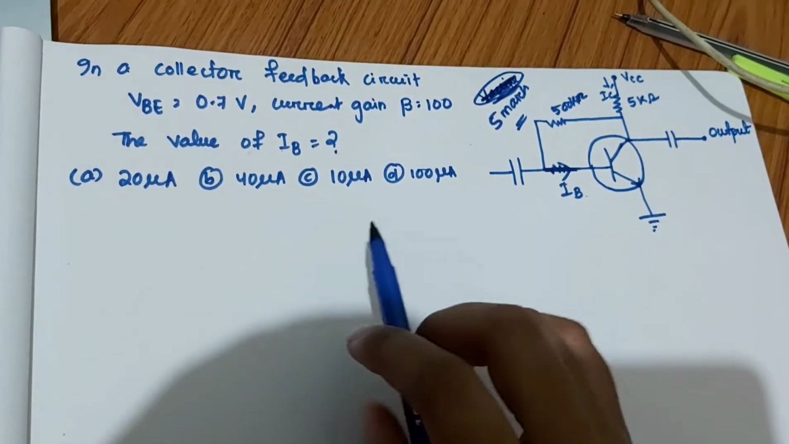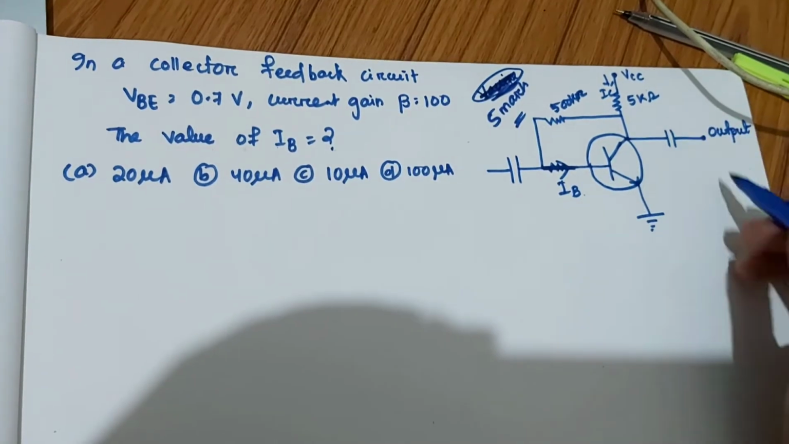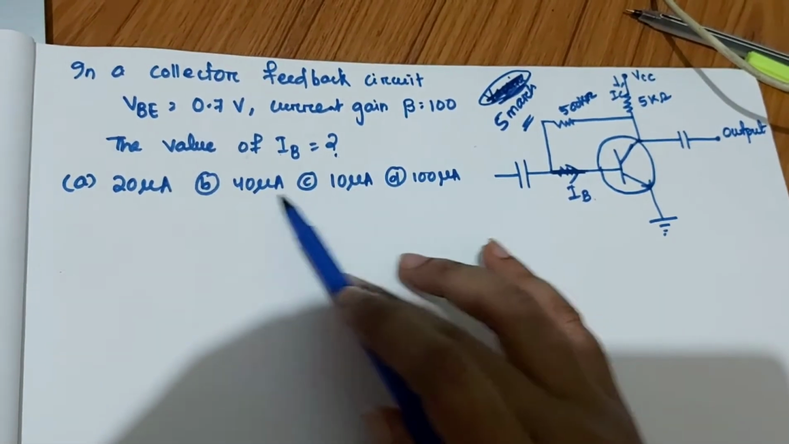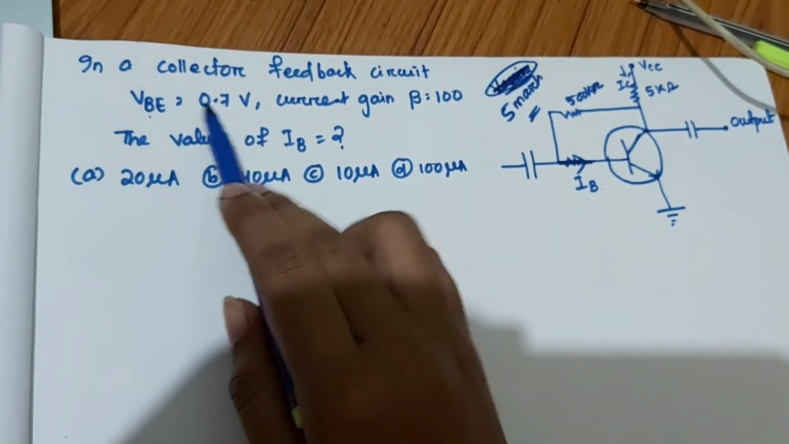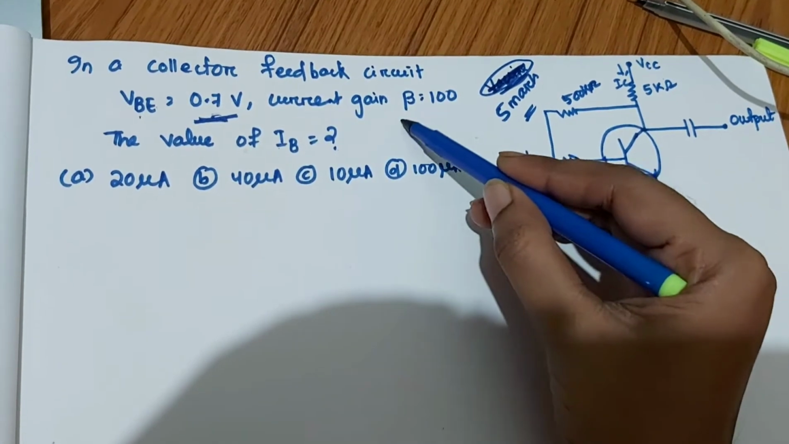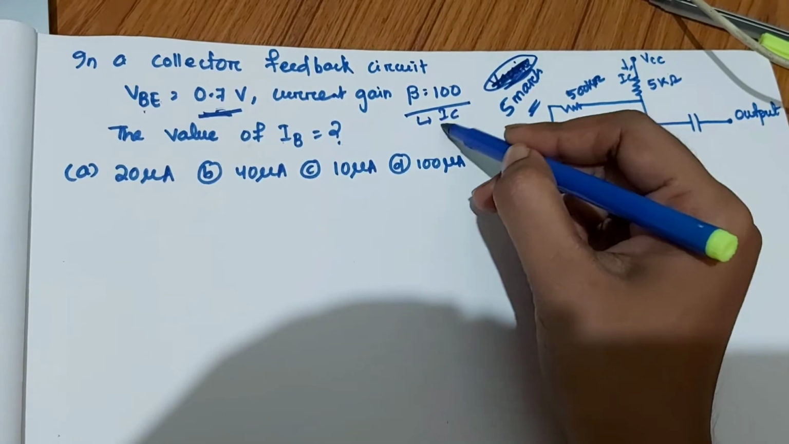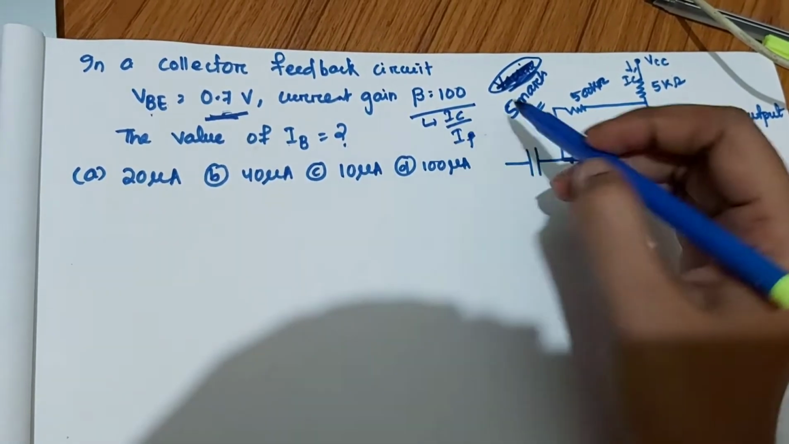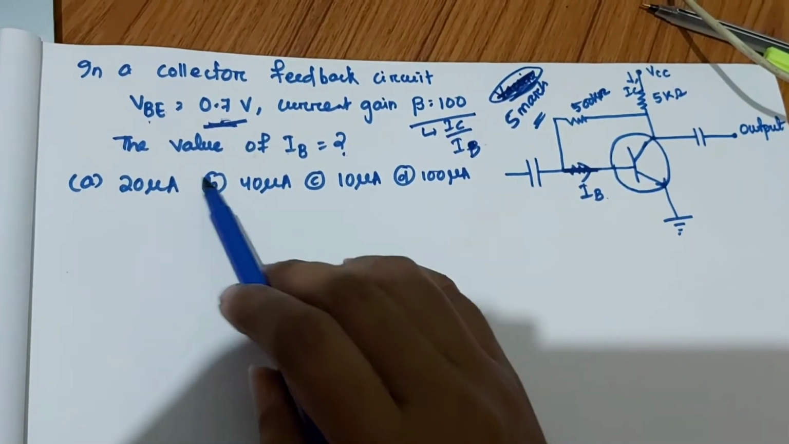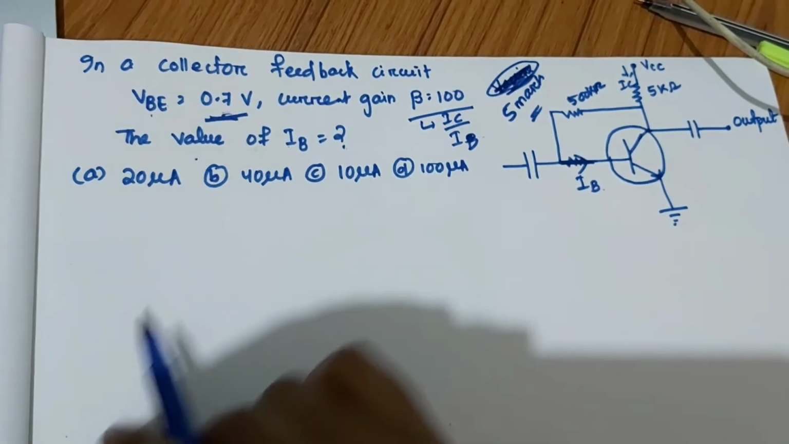The question is: in a collector feedback circuit, this circuit is given, the base emitter voltage VBE is equal to 0.7 volt and the current gain beta is equal to 100. We know that beta is equal to IC by IB, collector current over base current, and we have to find the value of IB. These are the 4 options.